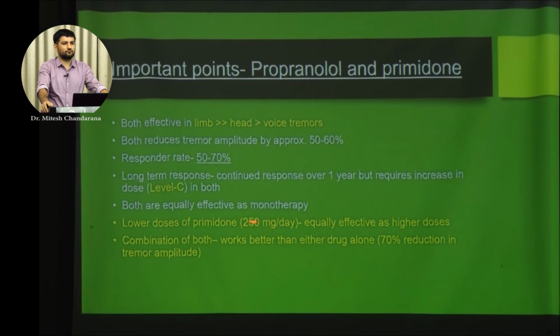Lower doses of primidone, like 250 milligram per day, are equally effective as higher doses like 750 milligram per day. So there is no need to go to higher dose of 250 milligram TDS or like that. Combination of both works better than either drug alone. If we combine both of them, then there is 70% reduction in the tremor amplitude. So if one is not effective or one is partially effective, add another one.